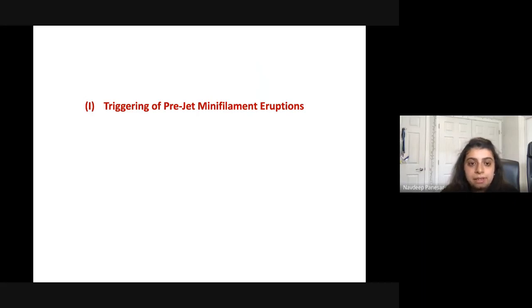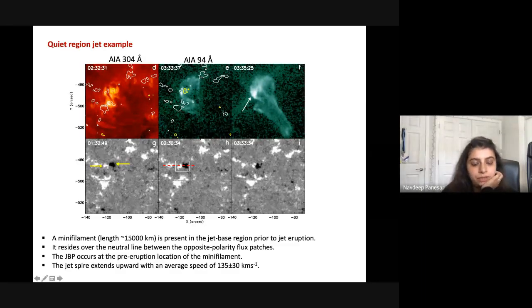To investigate the triggering mechanism of mini filament eruptions, we randomly selected 10 on-disk quiet region jets, and we tracked the magnetic field evolution of the jet base region using HMI line-of-sight magnetograms together with the AIA images. So this is one of the jet examples in the quiet region. You can see this is the region prior to the jet eruption, and there is a mini filament, a small-scale filament, present in the jet base region before the eruption, this one.